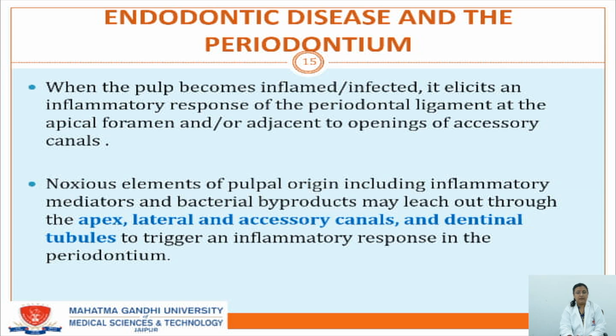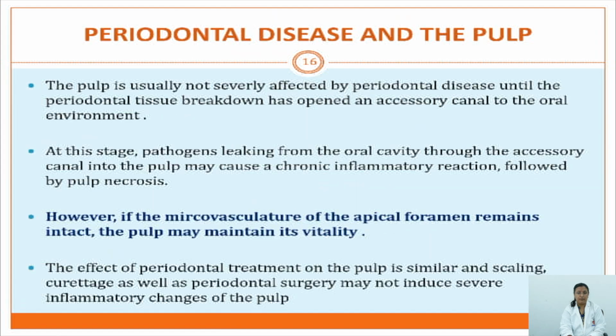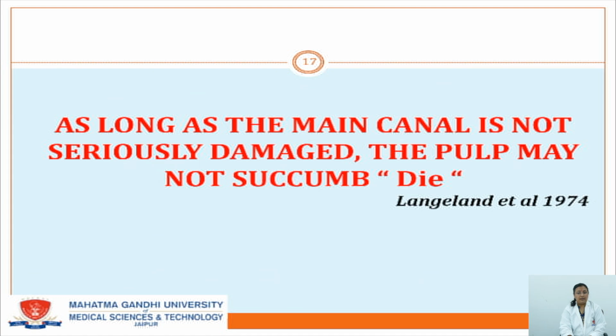So when pulp becomes inflamed or infected, it elicits an inflammatory response of the periodontal ligament at the apical foramen or adjacent to the opening of accessory canals. Noxious elements of pulp origin, including inflammatory mediators and bacterial byproducts, may leach through the apex and thus trigger an inflammatory response in the periodontium. As long as the main canal is not seriously damaged, the pulp may not die.